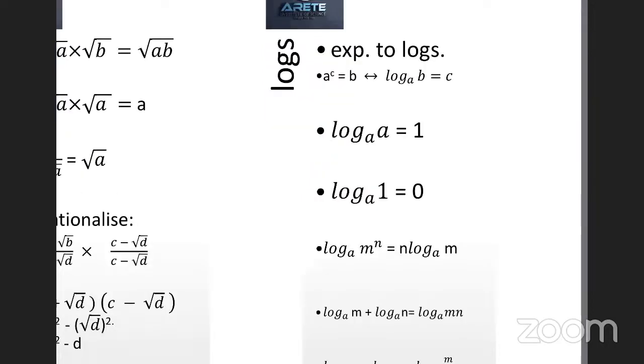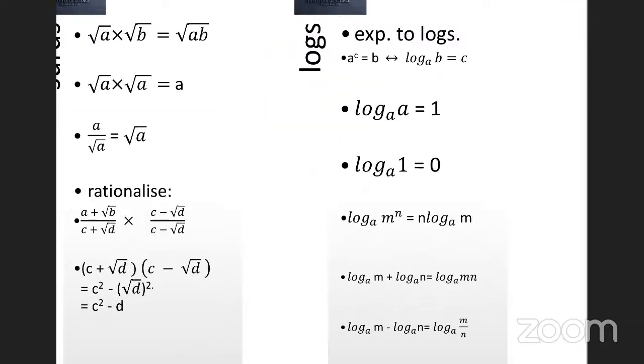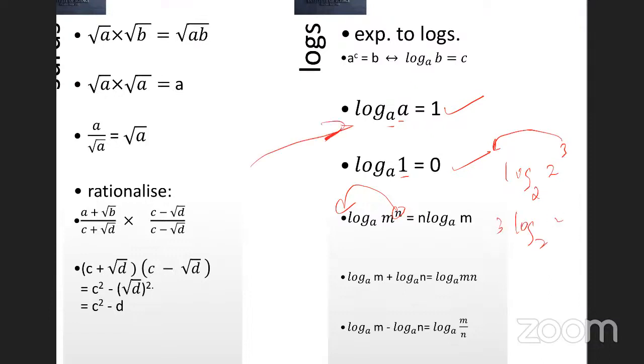Here, we have the rules for logs. Log of the same value is 1. Log of 1 is 0. The n could go in front as a power, right? So you can take the power and put it in front. Like, for example, log to the base 2 of 2 cubed. The 3 could go in front. And we know that log base 2 of 2 is 1.